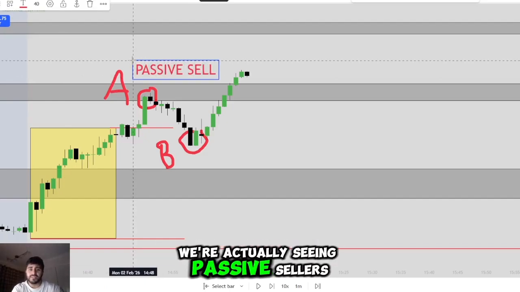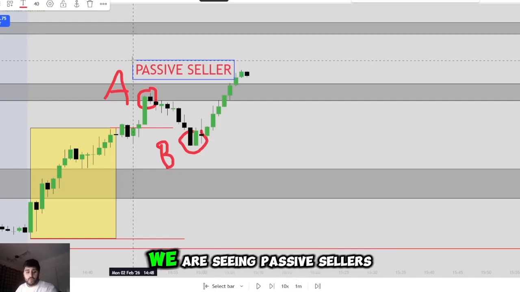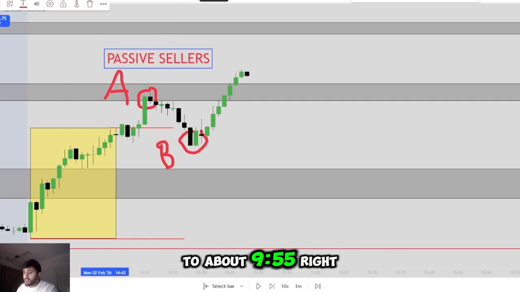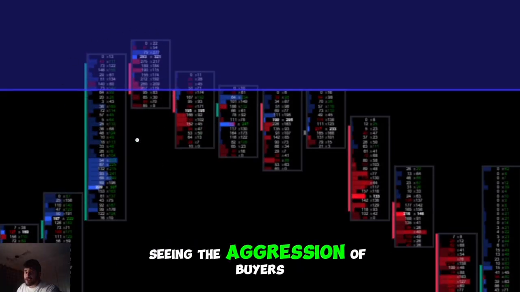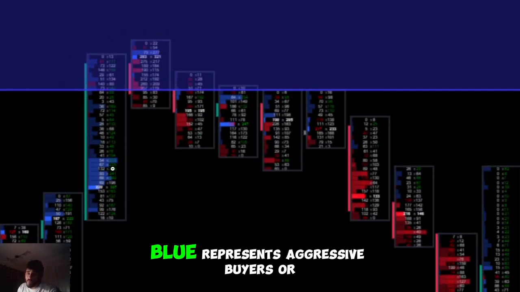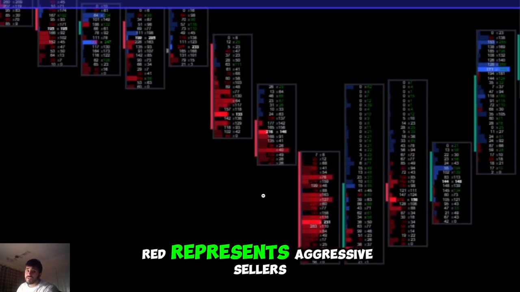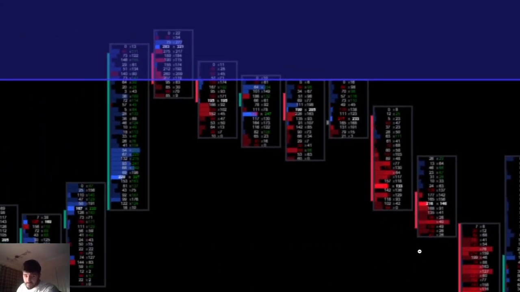We're actually seeing passive sellers initially. So this is now 950 to about 955. What we're seeing is the aggression of buyers. Blue represents aggressive buyers, or more aggressive buyers. Red represents aggressive sellers. Okay, so that's one thing to keep in mind.